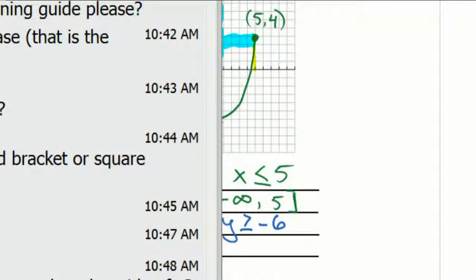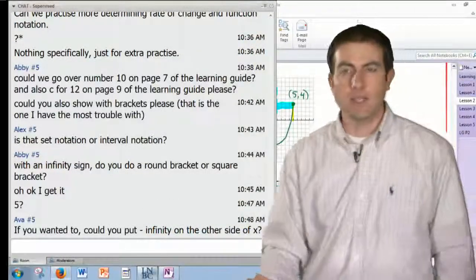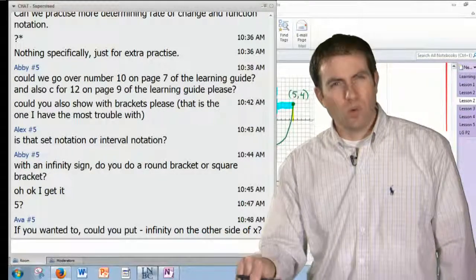One question in chat here. If you wanted to, could you put in negative infinity on the other side of x? I'm going to go with no.